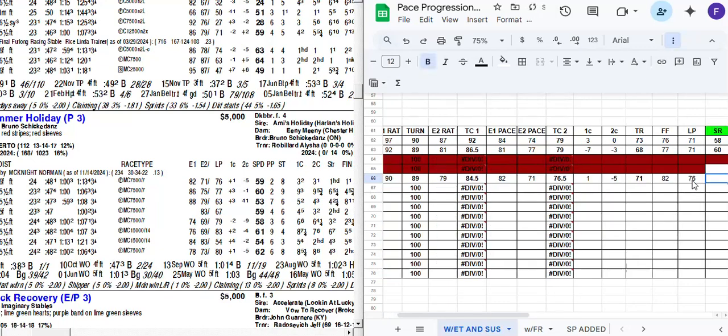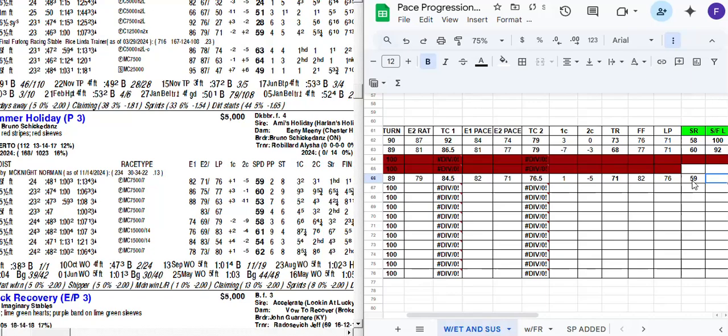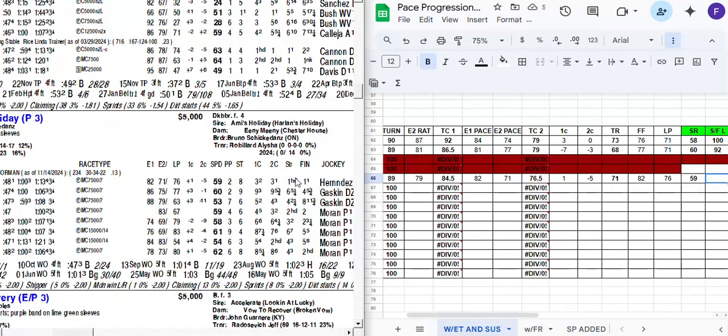Brisnet has the pace rating as a 76. Speed rating of a 59. We got a 100. Here's what I'm doing here. Anytime we have a first place runner in first place in both calls, I make that 100. Okay, if this horse was in the lead by 6, I don't make it 106 or 107. I make it 100, and then I adjust to the lengths gained or lost.